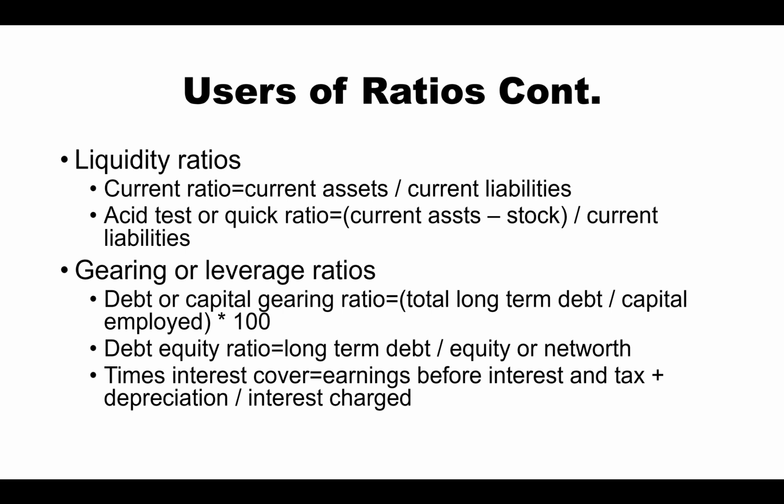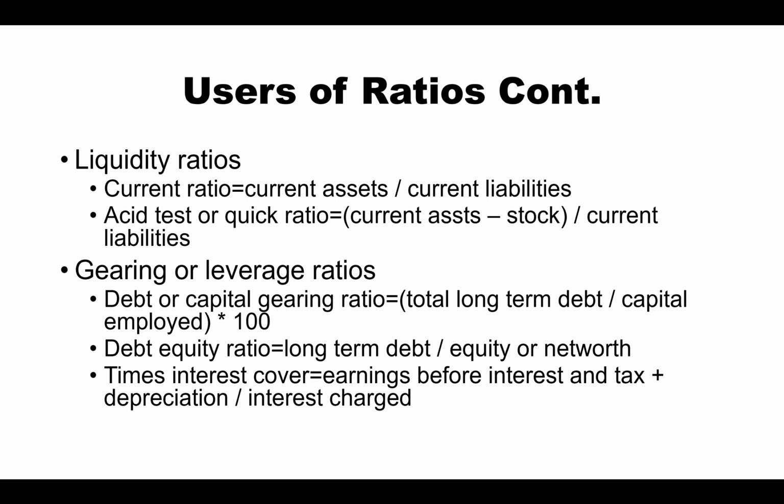Now let's look at the gearing or leverage ratios. We're going to start with the debt ratio or capital gearing ratio. This one measures the proportion of debt finance to capital employed by a company. A company is highly geared if the ratio is greater than 50%. Its formula is debt ratio equals total long-term debt divided by the capital employed. The result you multiply by 100 to get the percentage form.